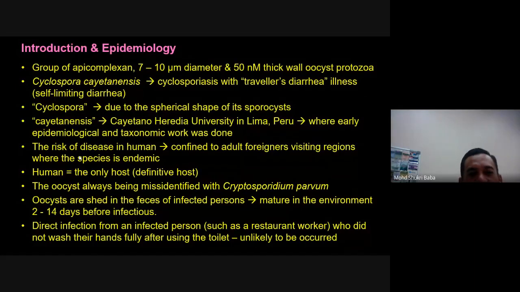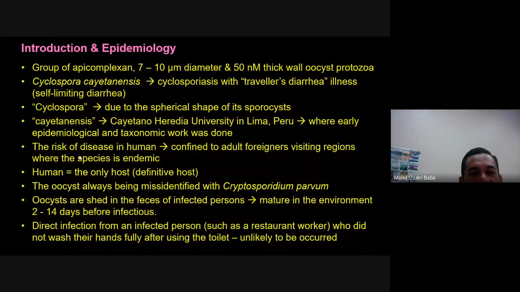So that is why I'm saying that basically apabila katakanlah region yang endemic dengan this species adalah Amerika Latin, okay, di Brazil, di Peru, di Colombia, Venezuela, apa semua tu negara-negara Amerika Latin tu. If you travel more than 8 to 12 hours from Kuala Lumpur to go to negara tersebut, you might have a travelers diarrhea. So the risk of disease in human basically biasanya terdapat pada foreigner yang visit region area saja. Alright. Human is the only host which is kita panggil dia definitive host.